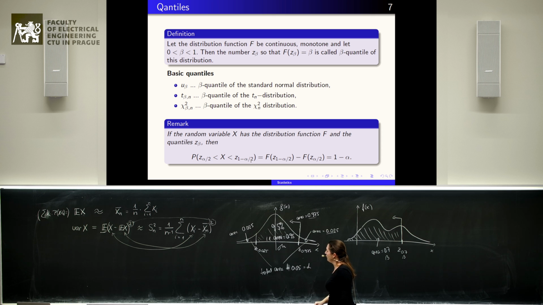And so in our case, alpha was 0.05. The area in the middle, 0.95, was 1 minus alpha. And it means that alpha half should be left on the left side and alpha half should be on the right side. So it means that the index for the right quantile is equal to 1 minus alpha half. Okay? And it will be very, very often used in statistics.